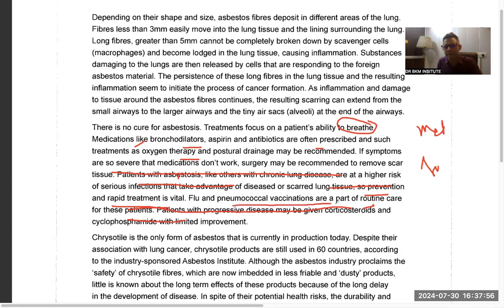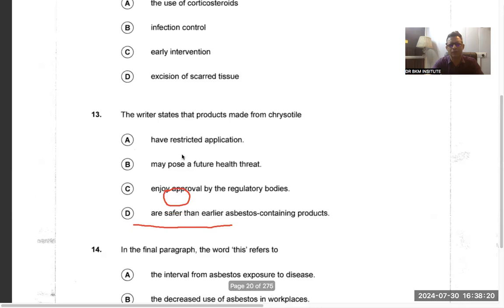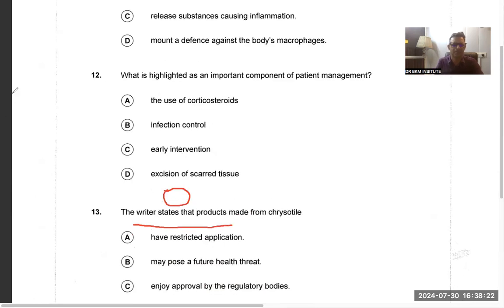Flu and pneumococcal vaccinations are a part of routine care. Patients with progressive disease may be given corticosteroids and cyclophosphamide with limited improvement. So these are the points given, but my keyword is hidden over here. That is what you need to understand, and then you can do any reading. Then you will not have problems. So now I have to find something. Yes, there is my answer, infection control.